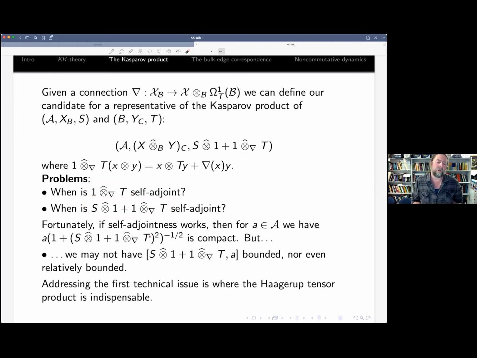And so you ask, first of all, is that self-adjoint? Then you ask if this sum is self-adjoint. And if they both are, then you're lucky because this relatively compact condition is satisfied automatically. But you still may fail because these commutators may not be bounded, so you don't actually have a Kasparov module. So this first point here is where you really need the Hogarth tensor product.